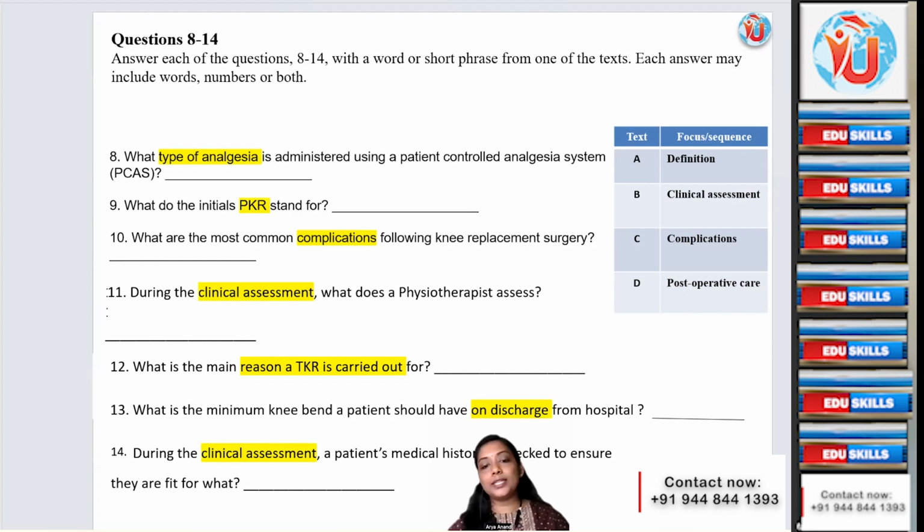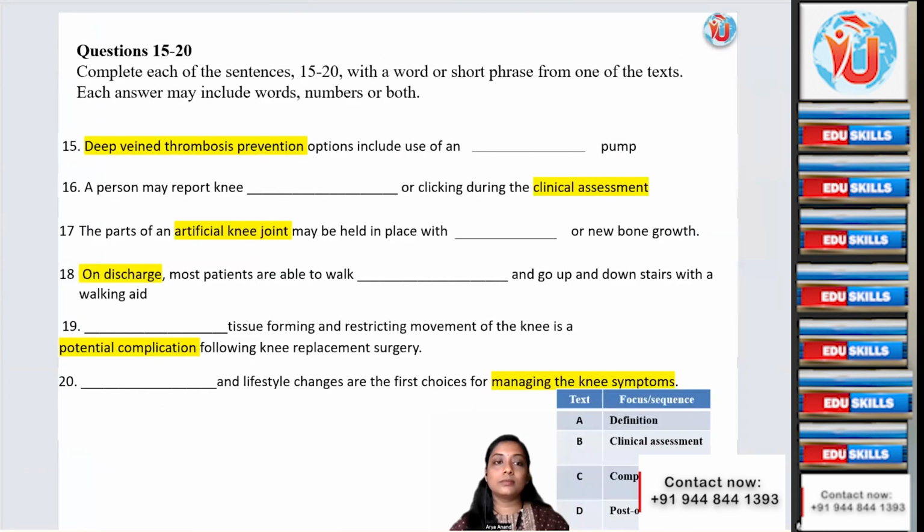During the clinical assessment, a patient's medical history is checked to ensure they are fit for what? Okay. So the keyword is clinical assessment, and you have to find out from which text it is, and write the answer. Can we move to 15 to 20? Are you ready? Or do I need to wait? Yes, ready. Okay, good.